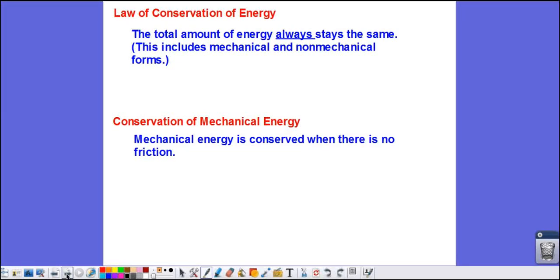Today we're going to talk about the law of conservation of energy. The law states that the total amount of energy always stays the same. This includes mechanical and non-mechanical forms. So let's discuss that: mechanical and non-mechanical.